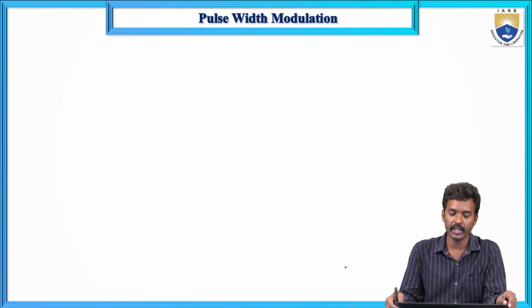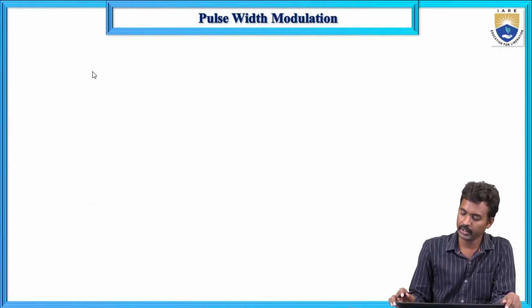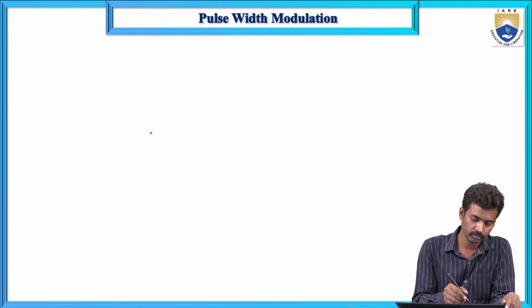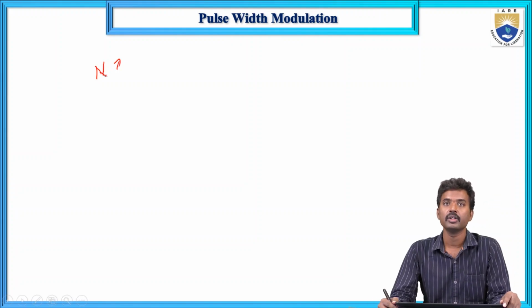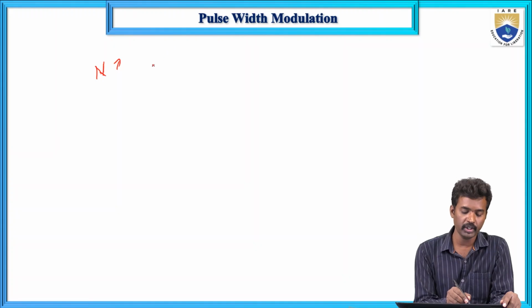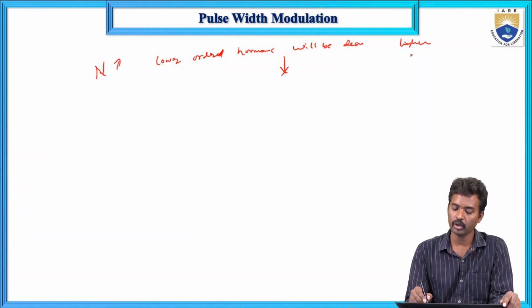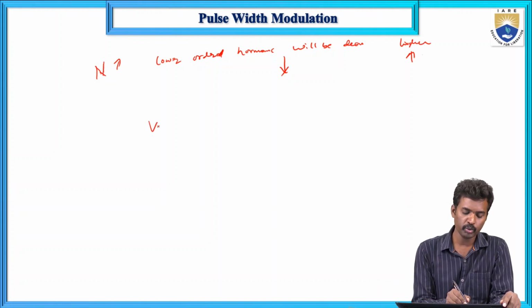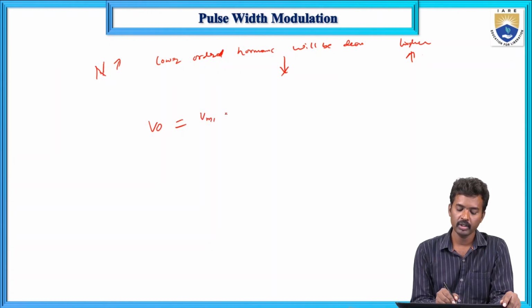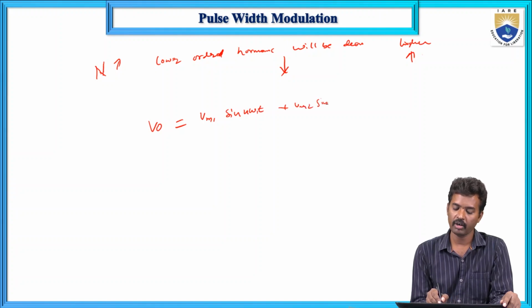By increasing the number of pulses, the lower order harmonics will decrease. Next, the higher order harmonics automatically increase. How does it happen? The output voltage is constant here: Vm1 sin(nω₁t) and Vm2 sin(nω₂t), and next is Vmn sin(nωₙt).